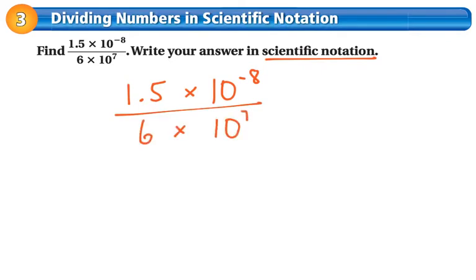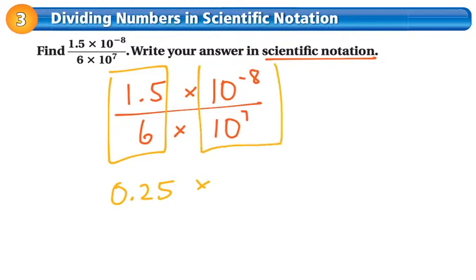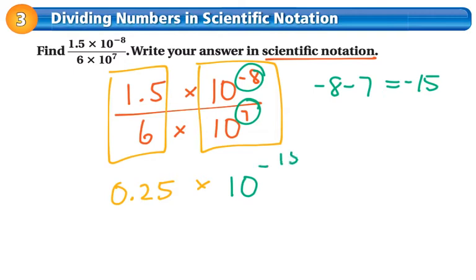So we have a problem a little bit larger here. We're going to start by dividing the factors. Have a calculator ready. 1.25 divided by 6 is 0.25 times, and now we have these powers here, and we've already learned about finding the quotient of powers. It requires us to subtract our exponents here. So we get negative 8 minus 7, which is actually negative 15. So we end up with 10 to the negative 15th power.